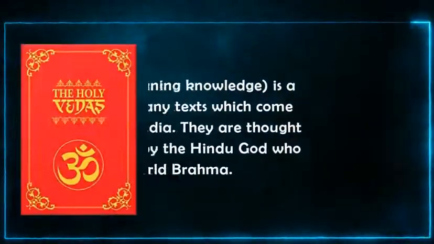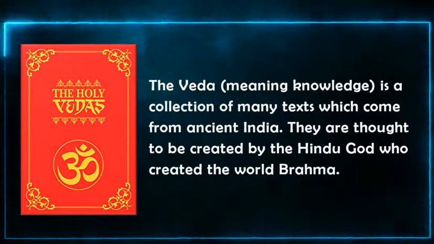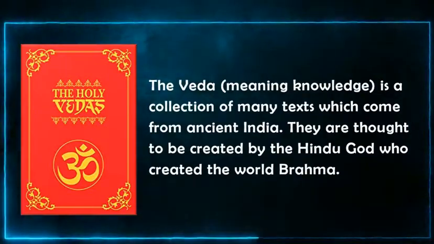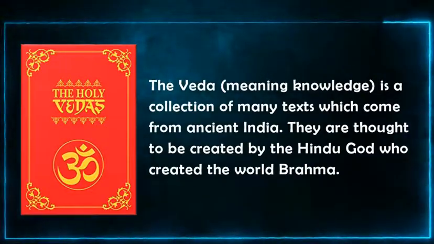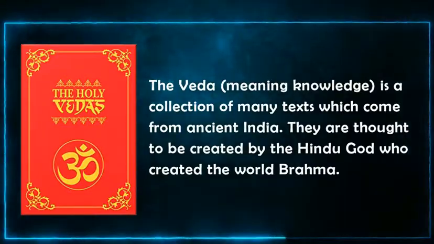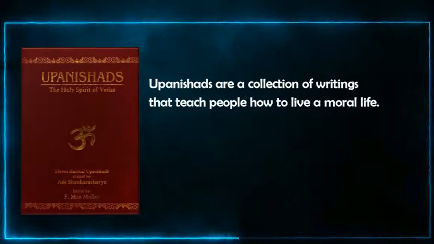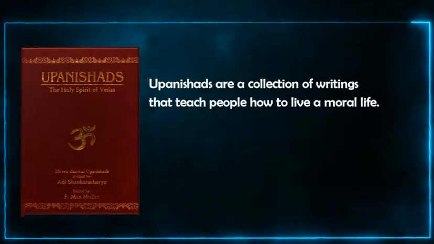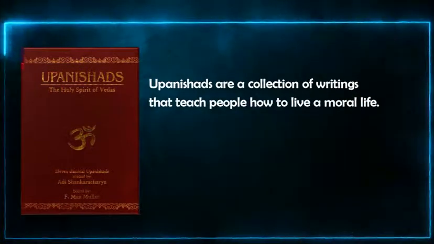The Veda, meaning knowledge, is a collection of many texts which come from ancient India. They are thought to be created by the Hindu god who created the world, Brahma. Upanishads are a collection of writings that teach people how to live a moral life.